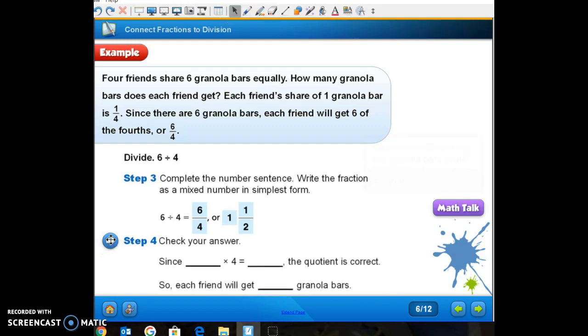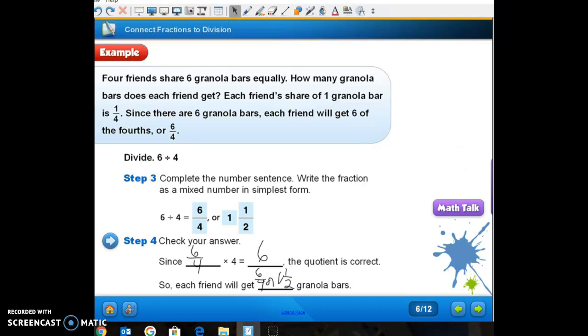Step 4, check your answer. Since 6/4 times 4 equals 6, the quotient is correct. So each friend gets 6/4 or 1 1/2 granola bars.